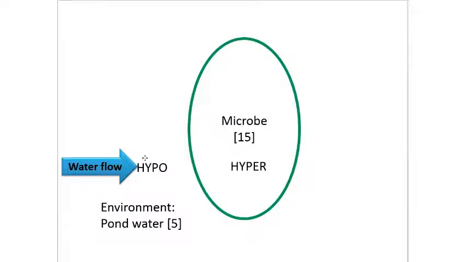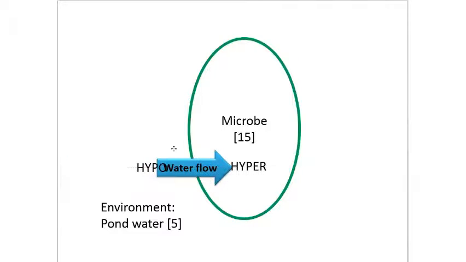So in this case, this microbe is floating around in pond water. And so remember, our rule: water flows from hypo to hyper. Once we have identified our hypo and our hyper environments, then we know which way water flows, from hypo to hyper. So in this case here, water is going to flow into the cell.